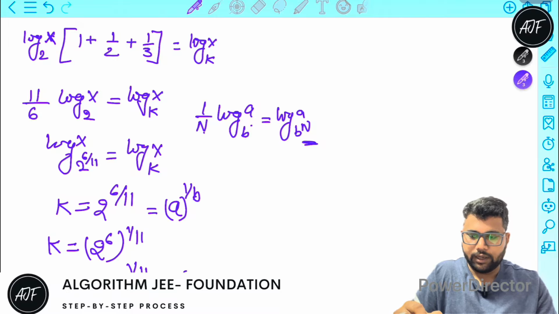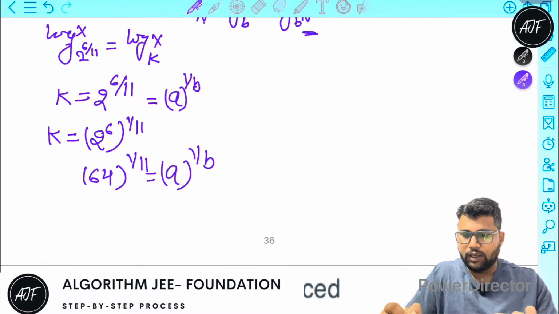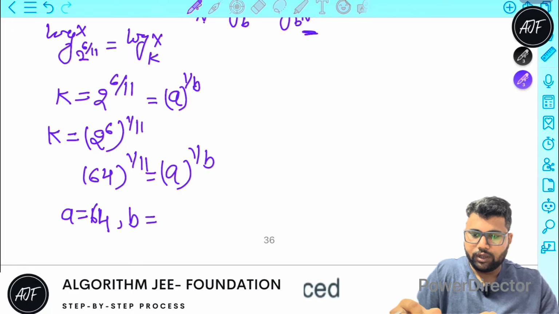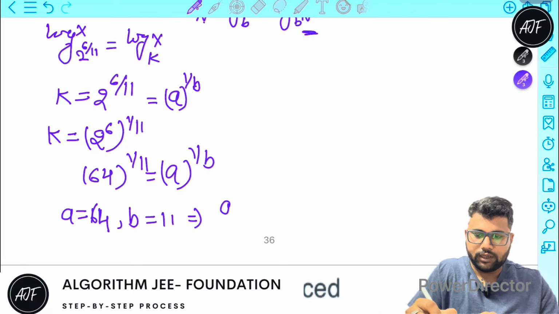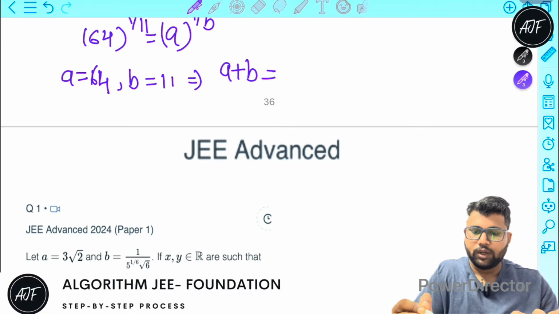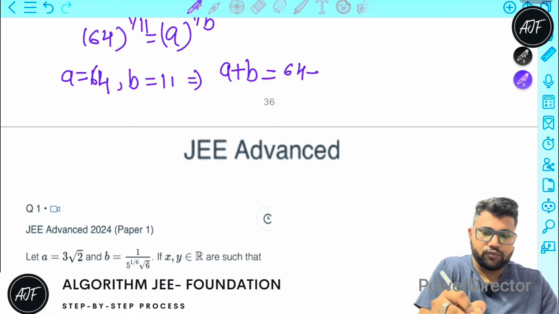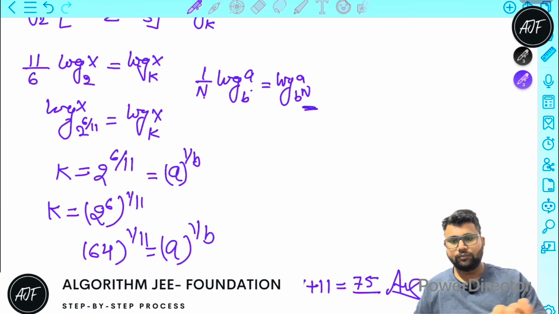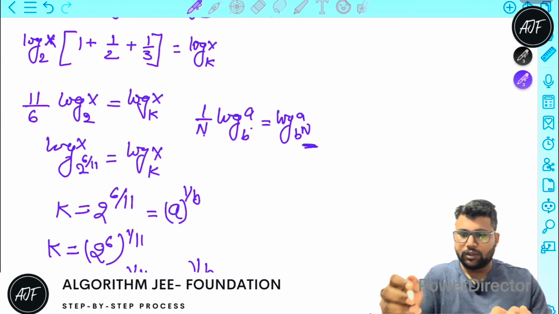If you compare, then a is equal to 64 and b is equal to 11. The question asks for a plus b, meaning 64 plus 11, that is 75, and that is the final answer of this question.